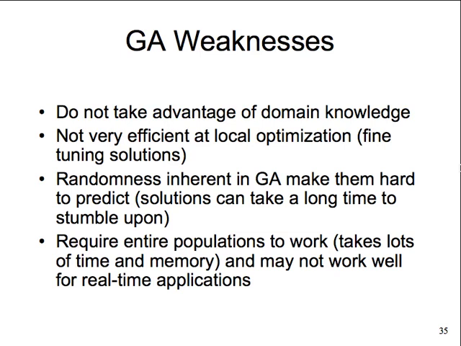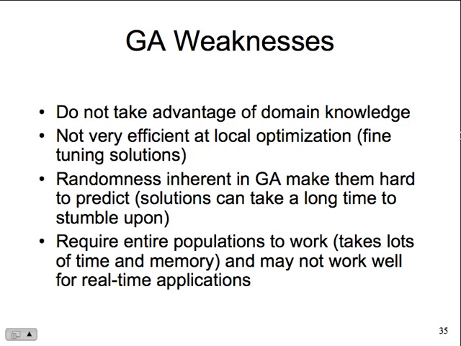Not very efficient for local optimization or for fine-tuning solutions. It makes mistakes. So it's not fine-tuned, we're not going to find the one best soccer player. We're not going to find it this way, but we'll come close. It's approximation. Randomness is inherent, so we put randomness, we put mutations and crossovers in there.